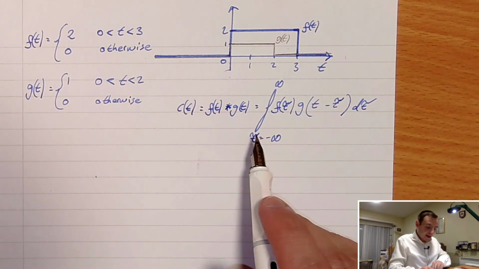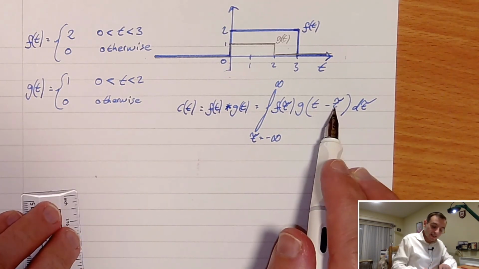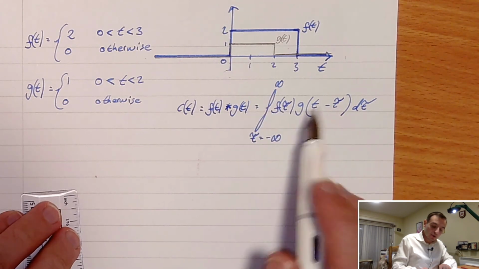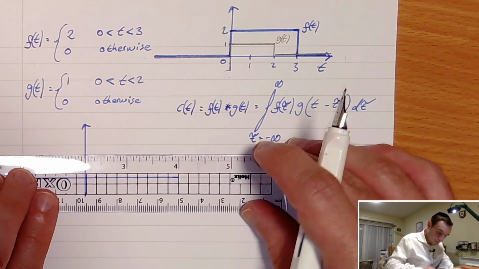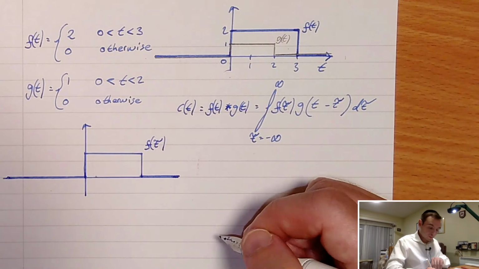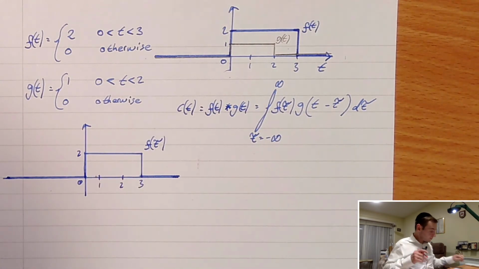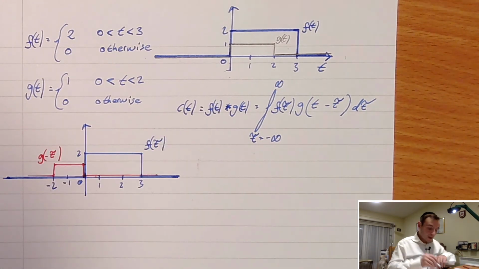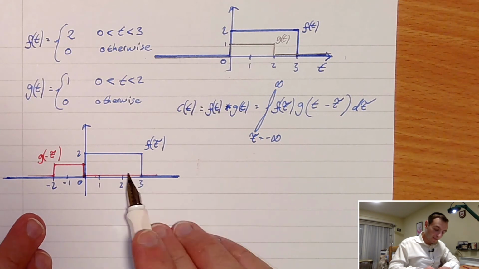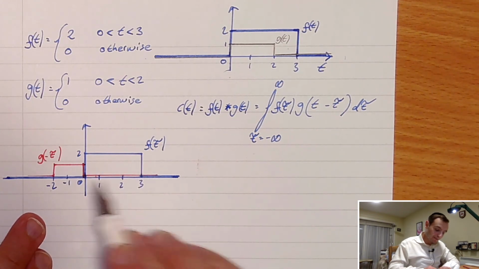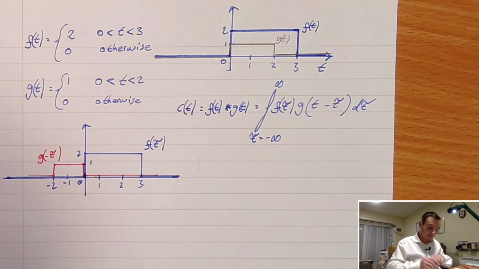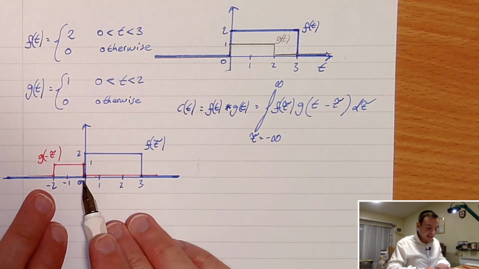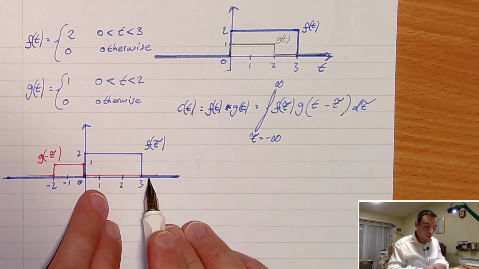So let's think about this. The first thing that we have to understand is that we've flipped g of tau in the y-axis. That's why I've got g of minus tau. So let's draw that. So we can see here we've got f of tau unchanged, taking the value of 2 between 0 and 3, and we've got g of minus tau, so I've just flipped that in the y-axis over here. And what we want to do is sweep g of minus tau across f of tau for all values of t.